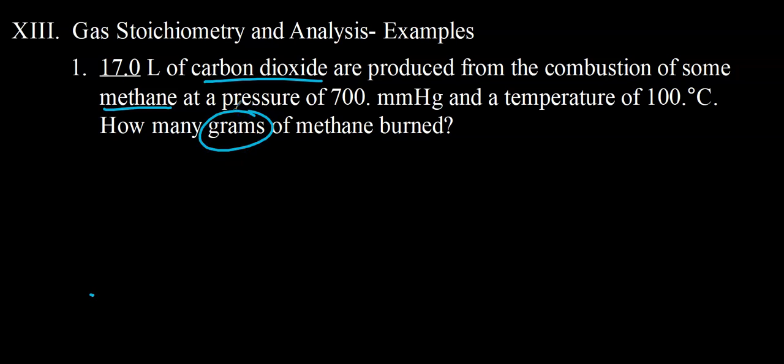Okay, so we're given the volume of carbon dioxide. We're going to use that to find what first? So what are we doing first? Ideal gas law or mole conversions? Well, given that this gas is not at STP, I'm guessing we're not going to do mole conversions first. We'll do the ideal gas law.